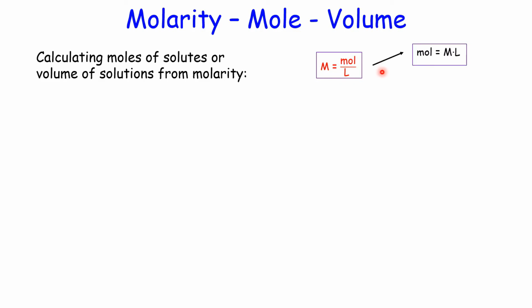For example, if we know both molarity and volume, we should be able to calculate the number of moles. So then moles equals molarity times liters. So basically we move the liter to the other side, so from denominator to numerator. So that's M times L. That's exactly what we have here.